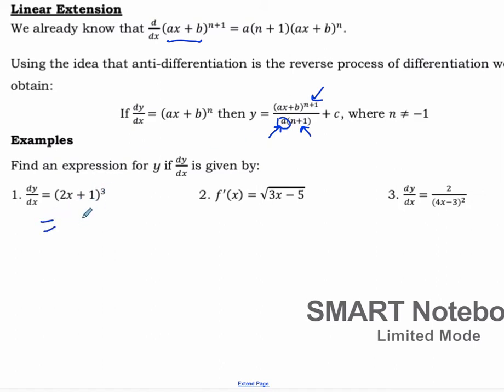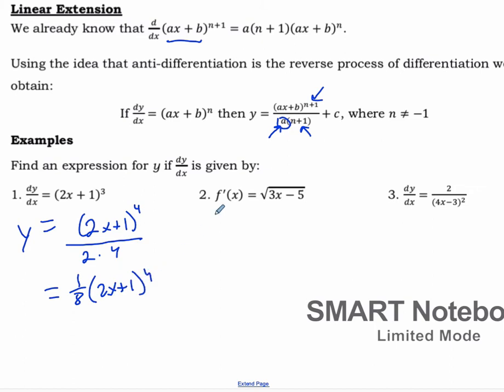So over here, when we want to find y, we increase the exponent by 1. So that's a 4. Then we have to divide by 4. And we have to divide by a 2. Okay? Because when we differentiate, we have to multiply by 4 and we have to multiply by 2. So integrating is backwards, so we have to do that. So it's like 1/8 times (2x plus 1) to the power 4.